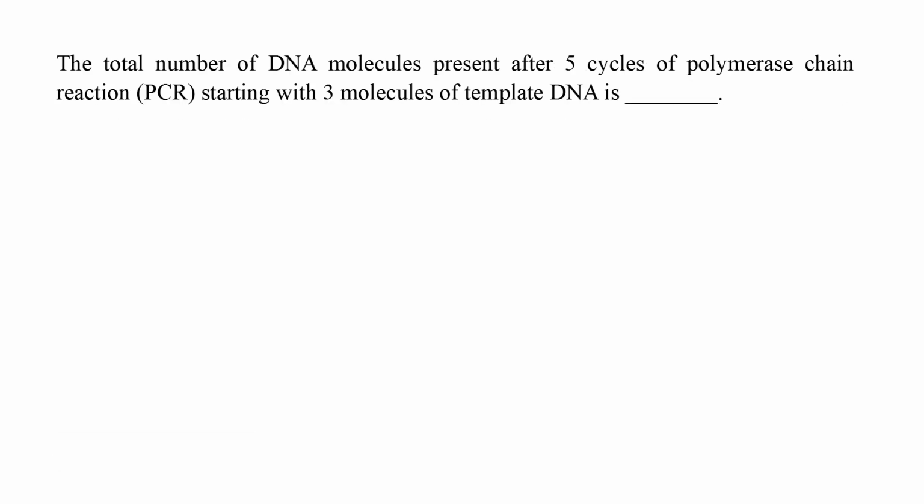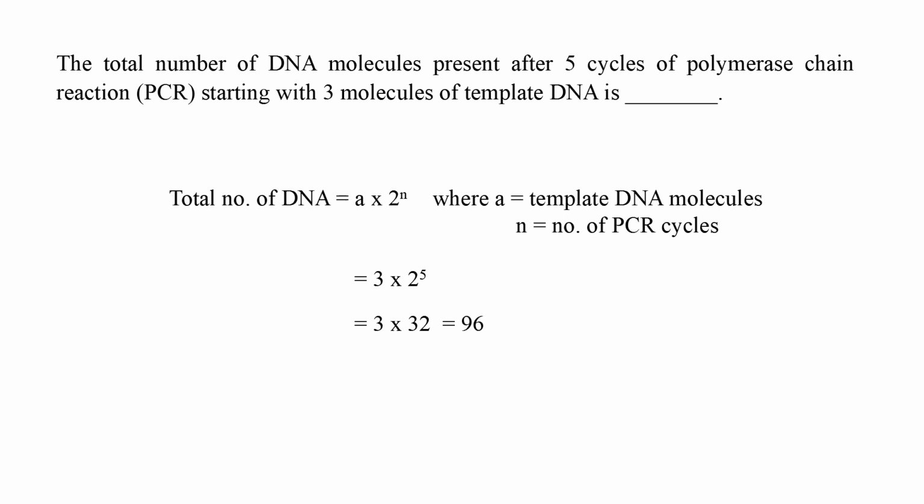The total number of DNA molecules present after 5 cycles of polymerase chain reaction or PCR, starting with 3 molecules of template DNA is, so the total number of DNA will be A into 2 raised to the power n, where A is the template DNA molecules and n will be the number of PCR cycles.